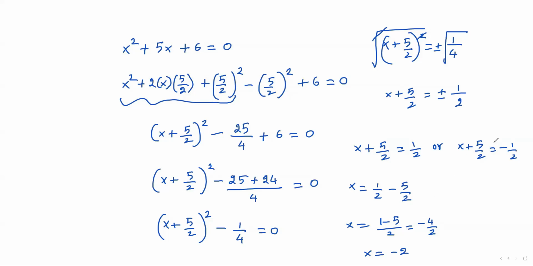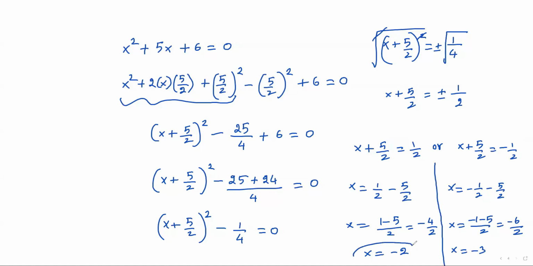Now let's solve the second equation over here. The same thing, to get rid of this + 5/2, I have to subtract 5 over 2 from both sides. Then I'll be getting x = −1/2 − 5/2, which becomes −6 over 2. So −6 over 2 will become −3. So I got two values for x. The first value of x is −2 and the second value of x is −3.